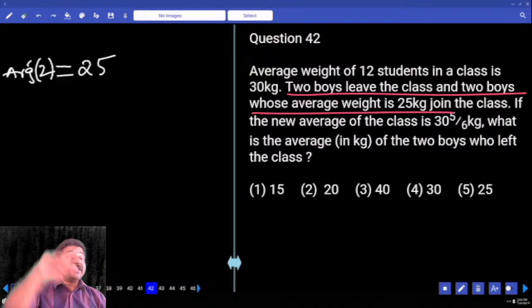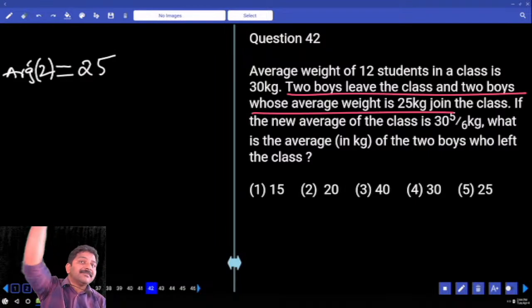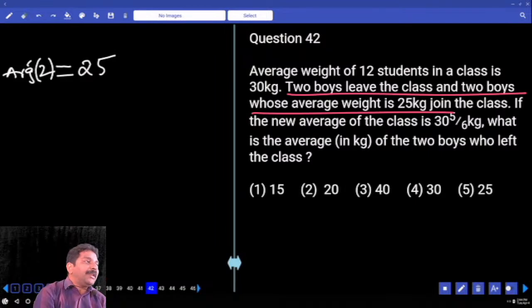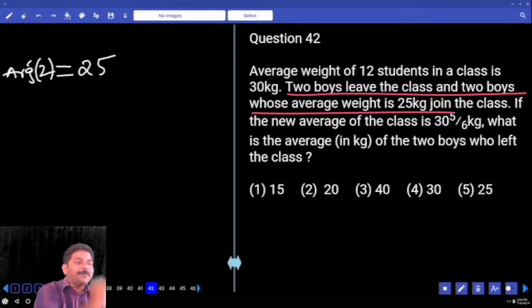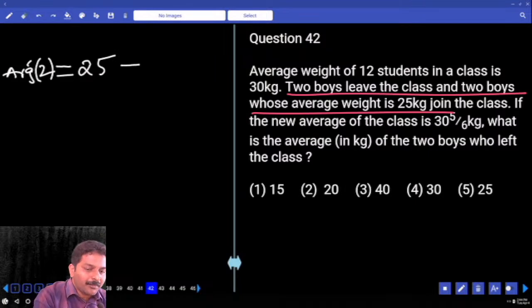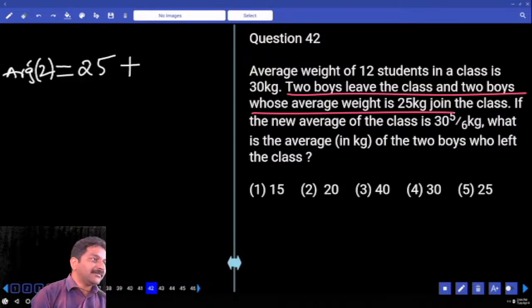2 people should be compared with only 25. Yes? With old people, what was the average? With old people, what was the class average? With new people, what is the new average? So is the average more with new people or with old people? That means the new people's average must be more than 25 or less than 25? More than 25. The average increased by how much for the total class? 5 by 6.